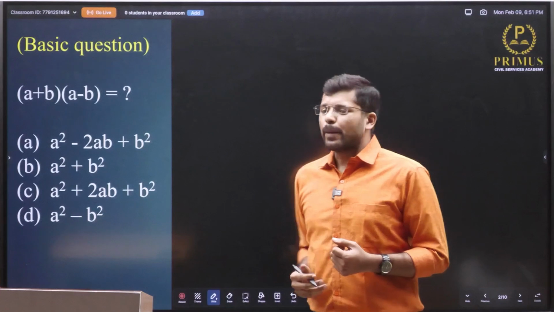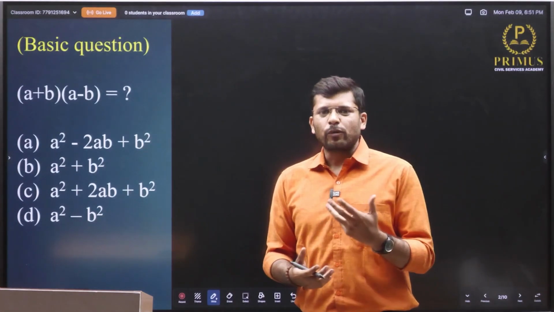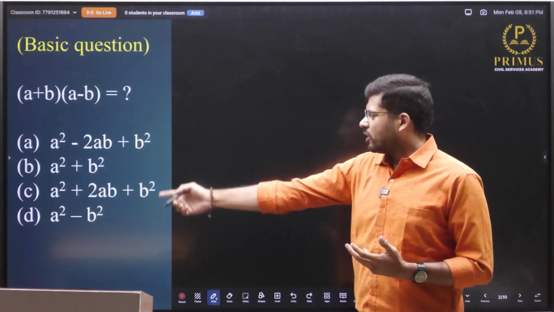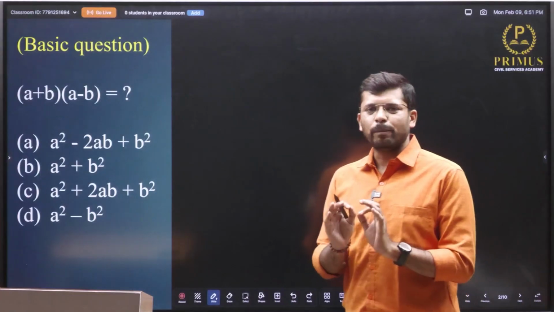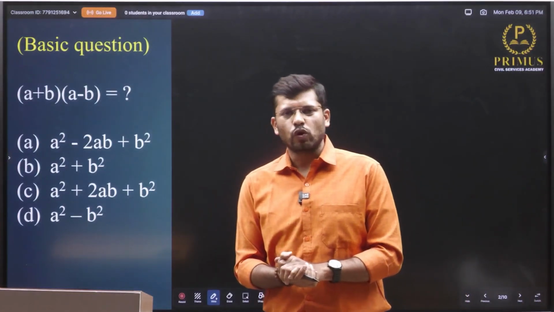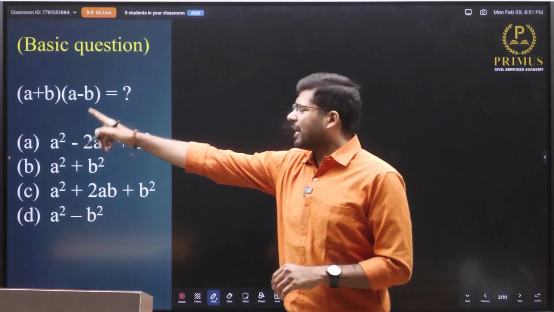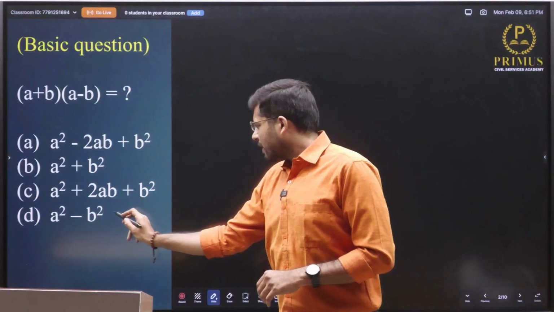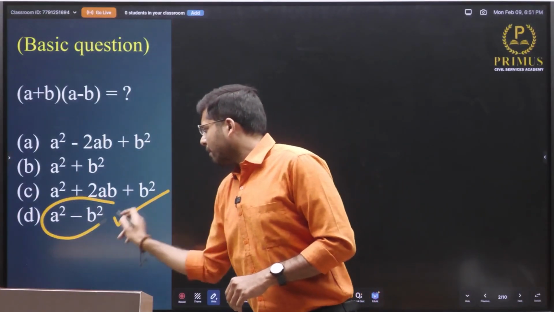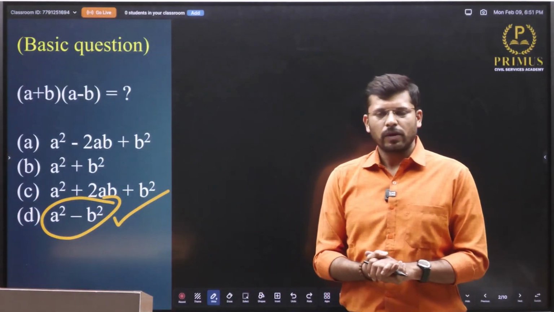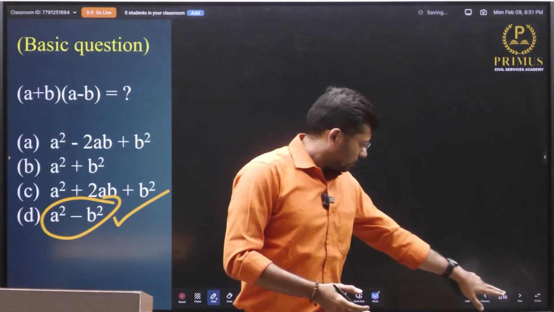The question is (a plus b) into (a minus b) equals what? Look at the options, and this is a basic algebraic identity. We should all know the answer. (a plus b) into (a minus b) is a square minus b square. Done? Okay. Next question.